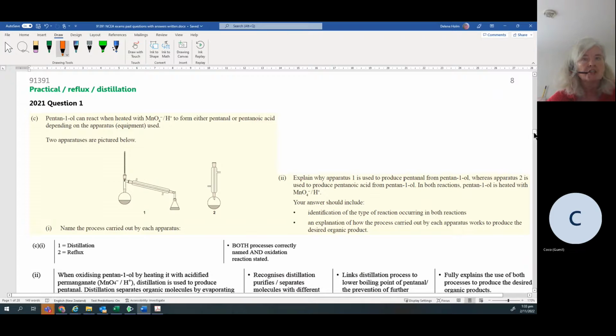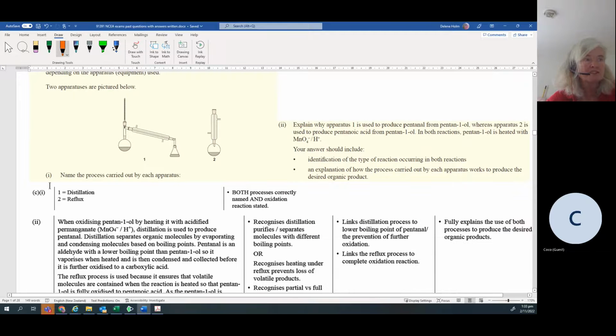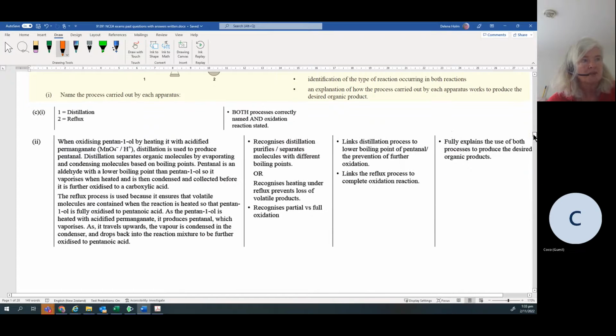Okay, so you do need to be able to recognize the apparatus, distillation and reflux, and be able to explain where you would use them. Okay, so distillation is when you evaporate the product off as soon as it's formed, and you condense it in that cooling tube, and it's based on their boiling points.